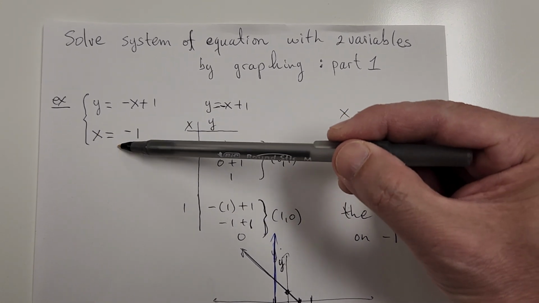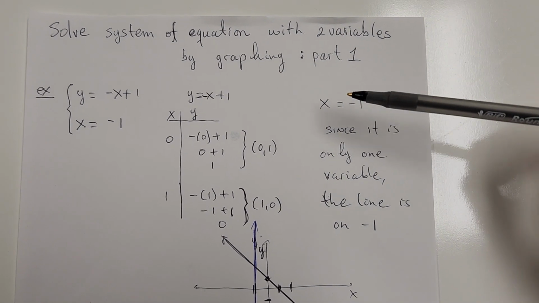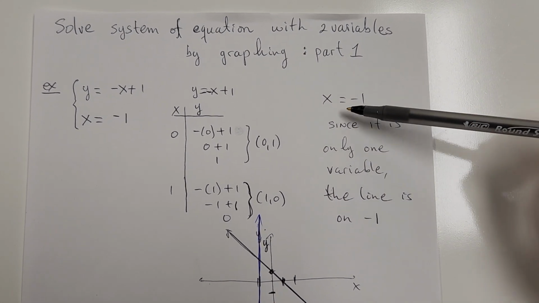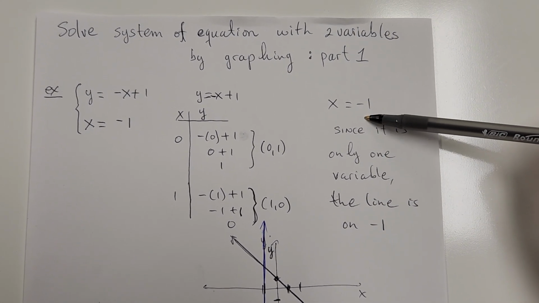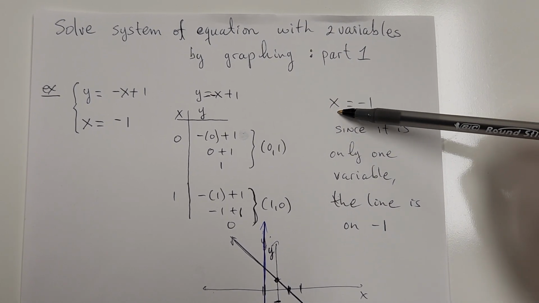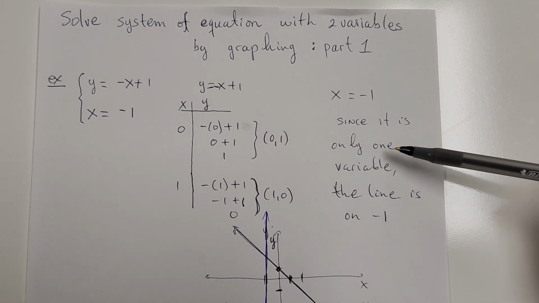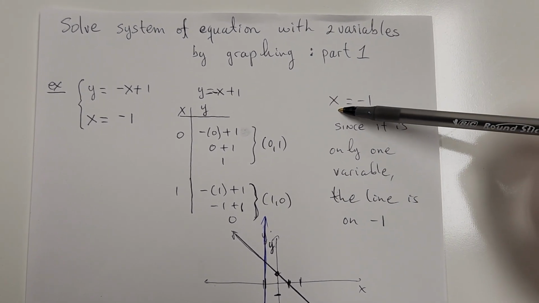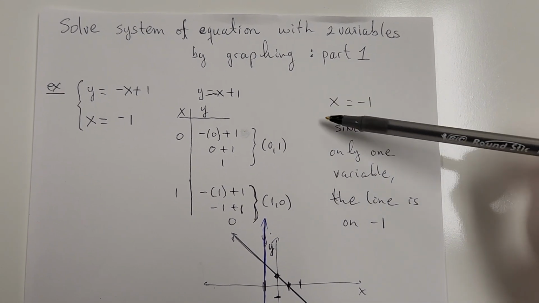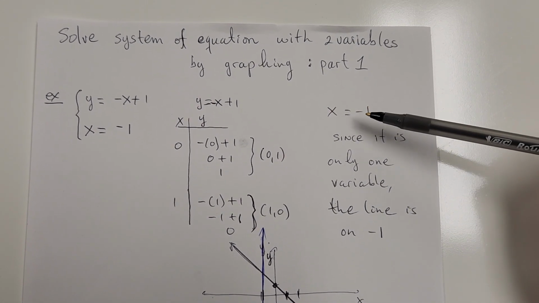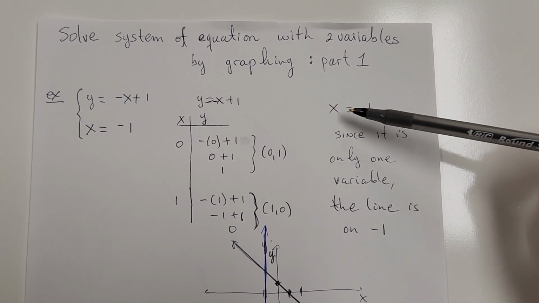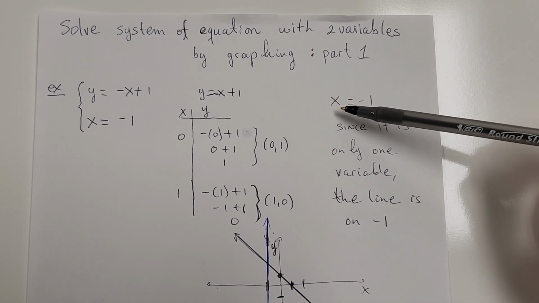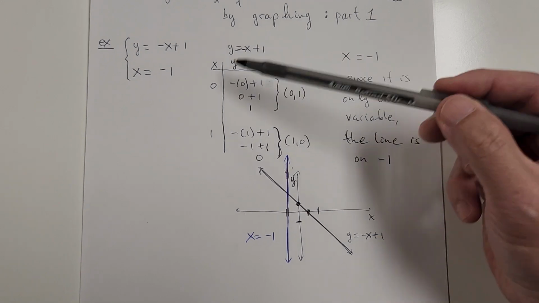Now let's do the second equation, which I have over here. However, the second equation only has one letter, so this is already the answer. Negative 1 will be on x. Since it is only one variable, the line is at negative 1 on x. One more time, this is one variable, so the answer is already the way it is: x will be at negative 1. Use this information.